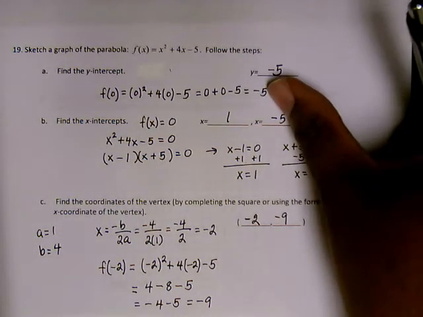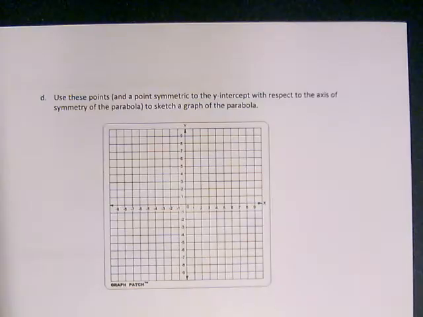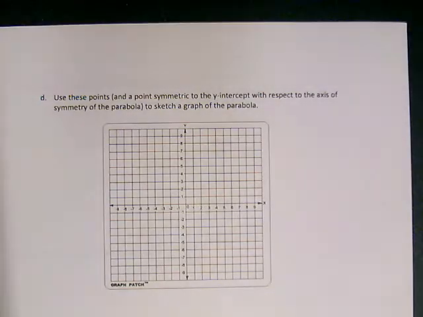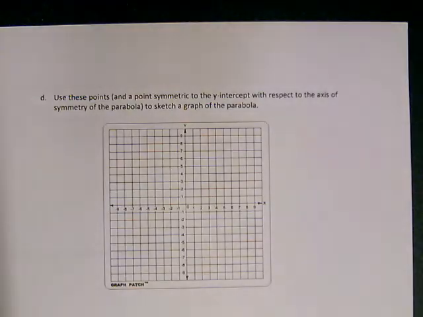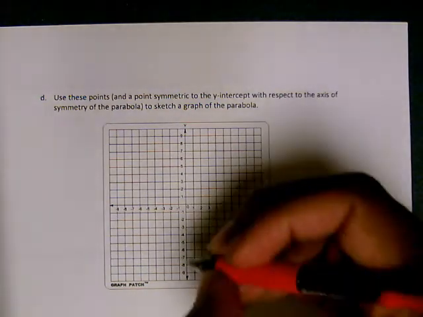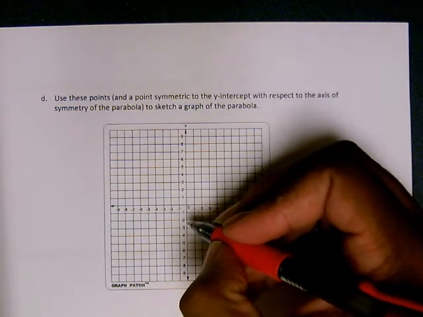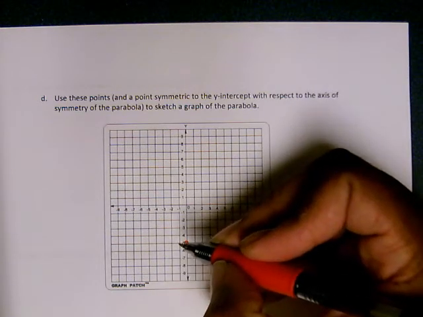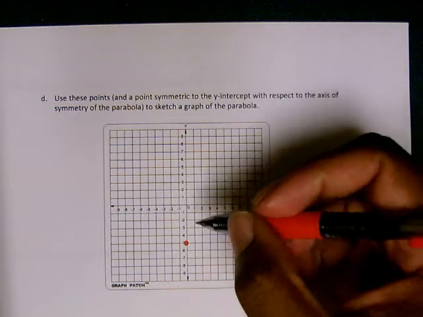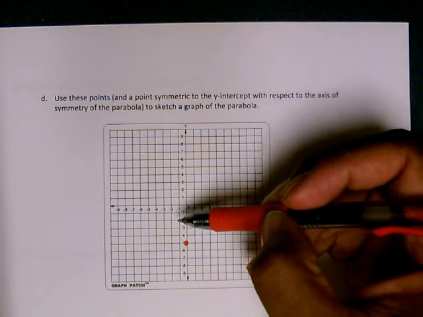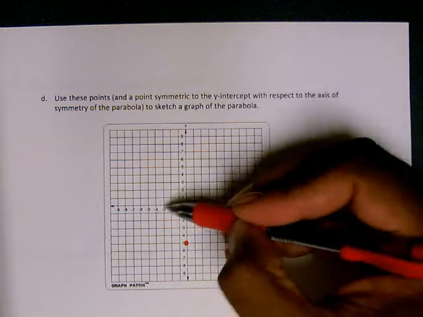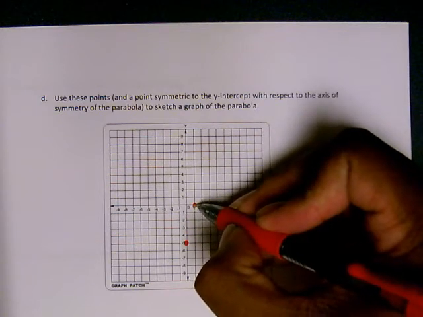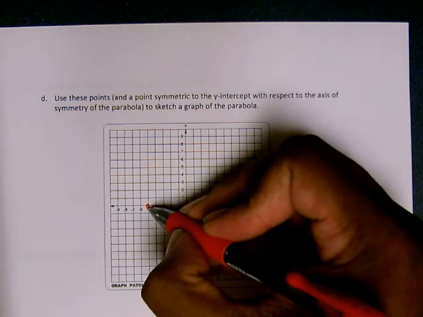Okay, now I'm going to use all of this information to do the graph on the next page, because you're going to use these points and a point symmetric to the y-intercept with respect to the axis of symmetry of the parabola to sketch the graph of that parabola. The y-intercept in this case we found to be negative 5. So we're going to go down to negative 5 on the y-axis and draw the point. The x-intercepts are 1 and negative 5. So here on the x-axis, I'm going to draw a point at 1 and a point at negative 5.